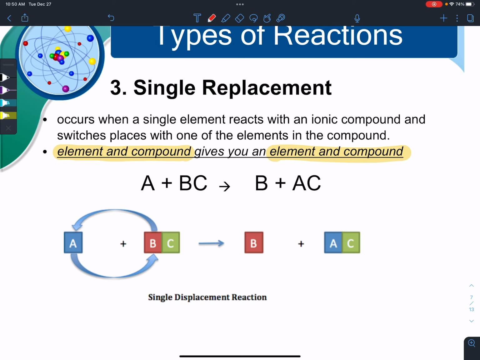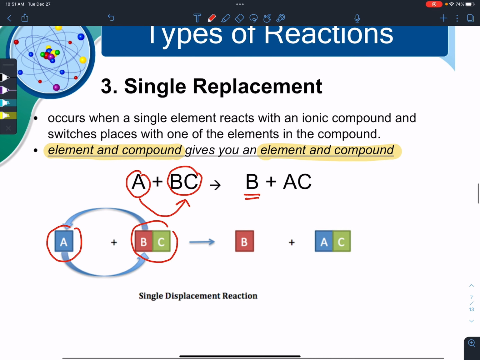So, for example, if I've got compound BC, and here it is visually, and I've got element A. A is going to come and boot out one of the elements from compound BC. So in this case, it booted out the B. Now B is by itself over here, and you have new compound AC.